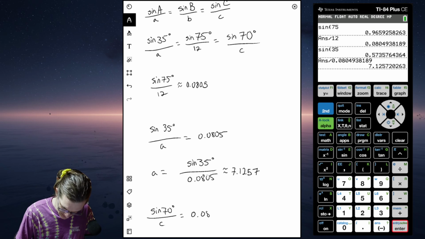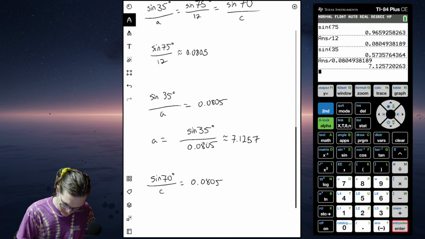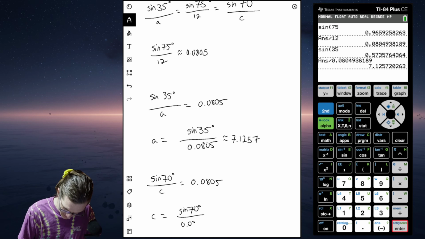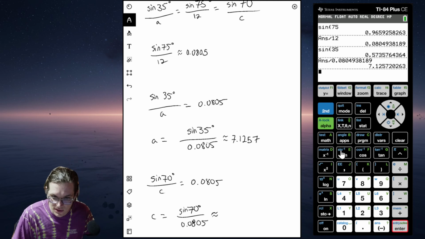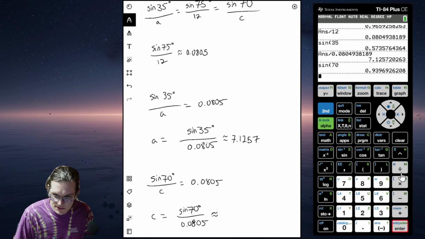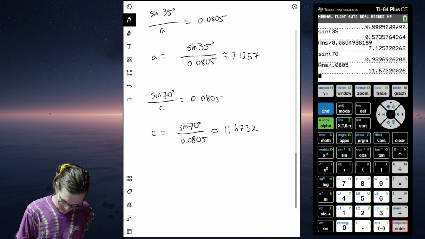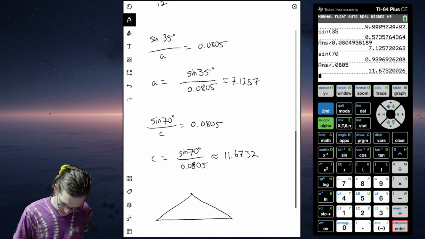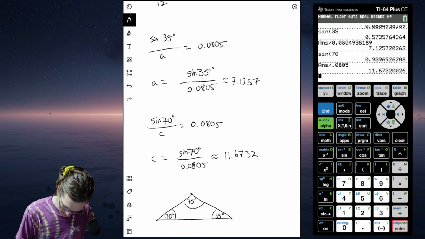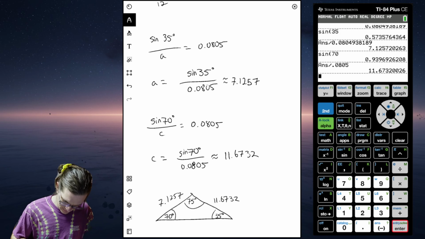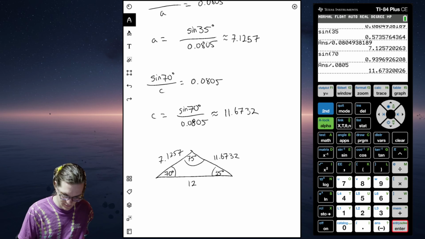And we do the same thing with the sine of 70 degrees over C. That's also equal to 0.0805. And same trick, I'll say C is equal to sine of 70 degrees over 0.0805, which equals approximately what? Sine of 70 degrees divided by 0.0805, approximately 11.6732. So that means our triangle is completely solved. And that would be the triangle all solved up.